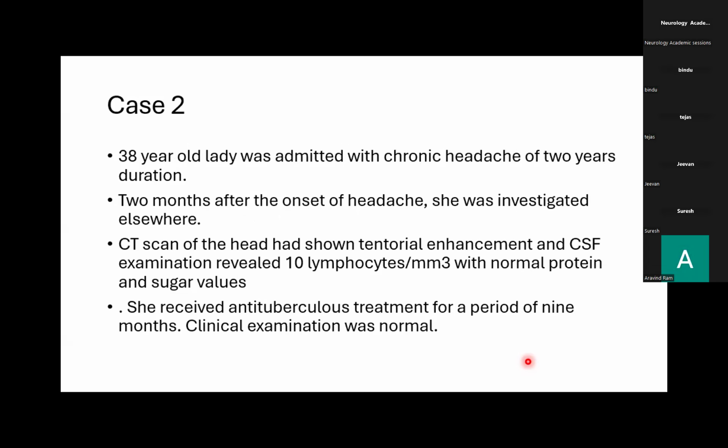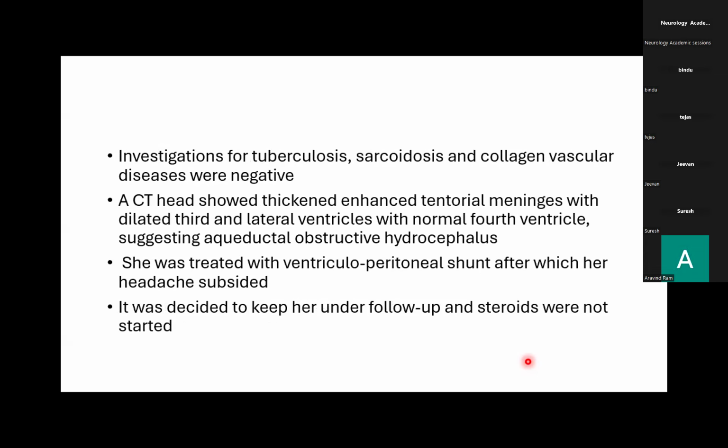Case number two: a 38-year-old lady was admitted with chronic headache of 2 years duration. 2 months after the onset of headache, she was investigated elsewhere. CT scan of head had shown tentorial enhancement, and CSF examination had revealed 10 lymphocytes with normal protein and sugar value. She had been given anti-tuberculous treatment outside for a period of 9 months, and clinical examination was normal. The investigations for tuberculosis, sarcoidosis, and collagen vascular disease were negative.